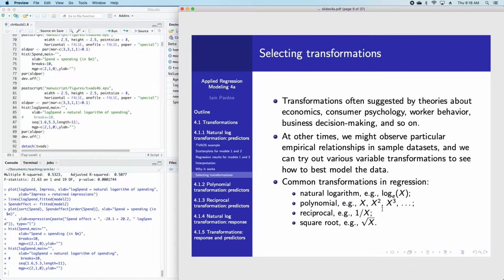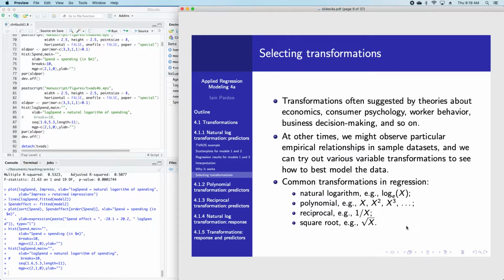Another transformation you'll see, which we'll look at an example next, is polynomial transformations. So this is where we look at increasing powers of x, so x squared, x cubed, x to the 4, and so on. We'll also look at an example with a reciprocal transformation. So this is where you divide 1 by the predictor value. This is where we have inverse relationships. And then another one that you'll see is the square root of x.